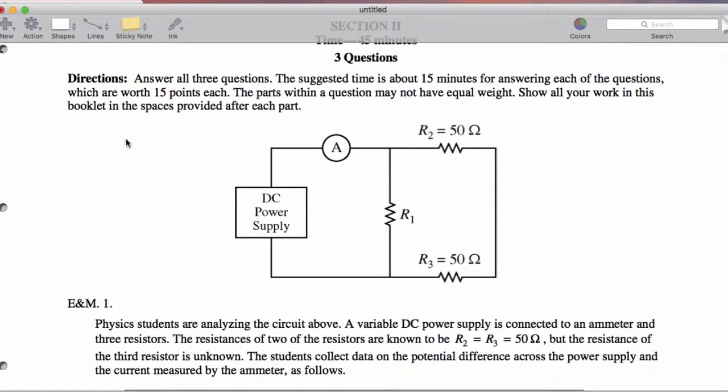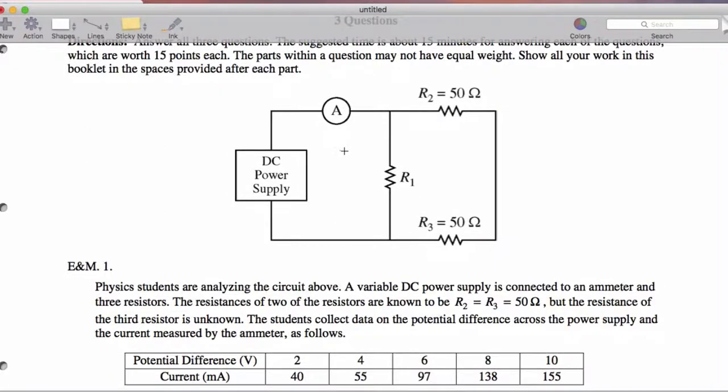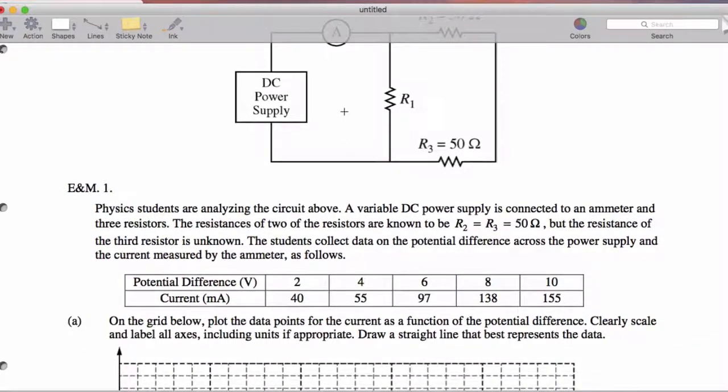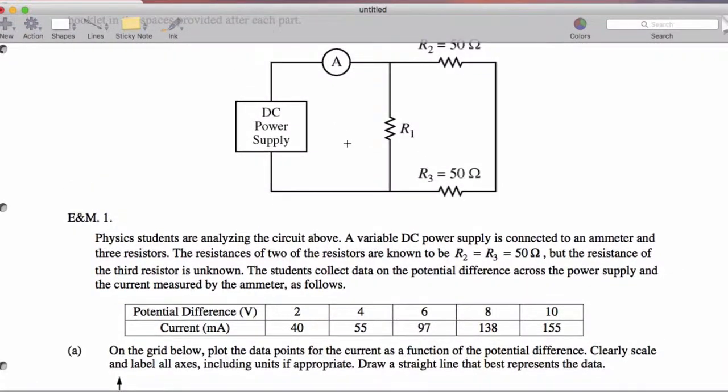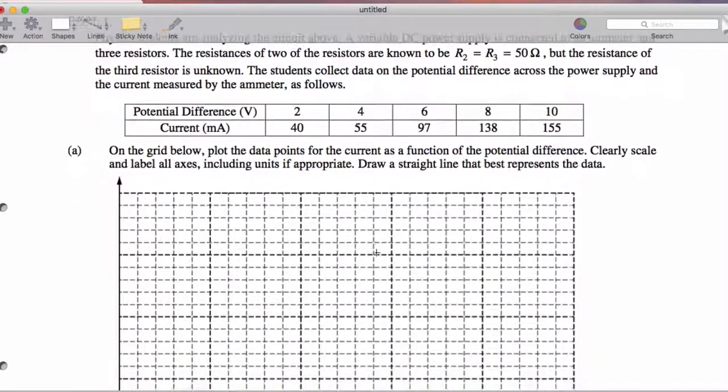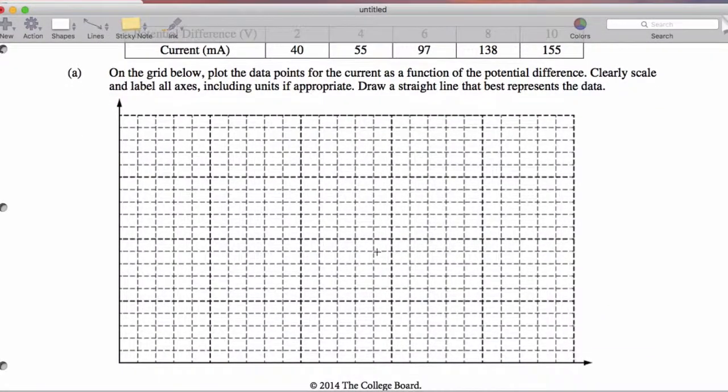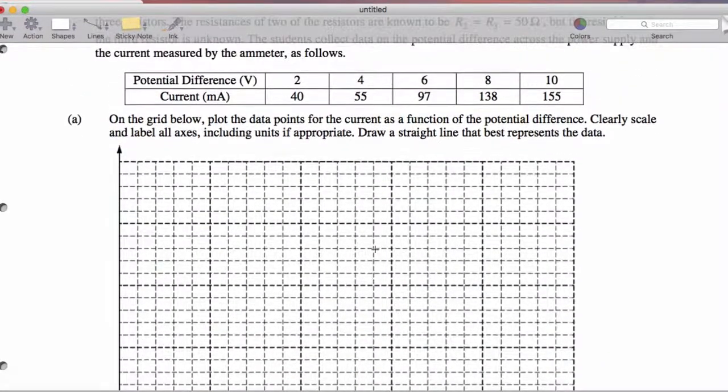a DC power supply and an ammeter. This little A is a device that measures current and offers no resistance in the circuit. And what it's telling us is that we have this variable voltage and we have various currents coming out of this DC power supply. So what we're doing is we're going to plot the data points for the current as a function of potential difference.